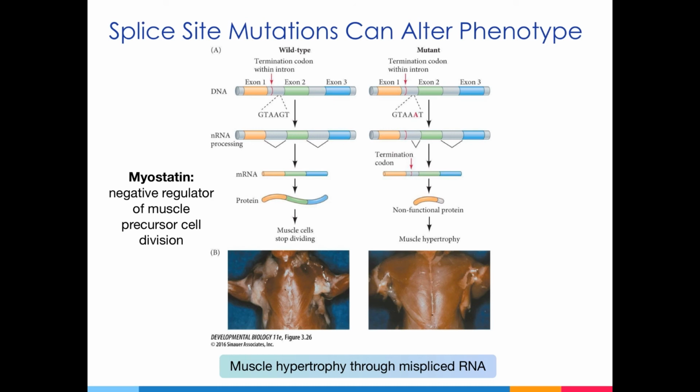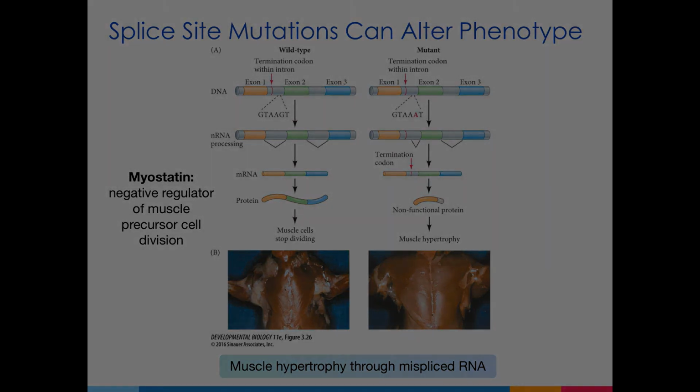Now, in this case, the lack of functional myostatin results in greater muscle mass and greater strength. And that's because myostatin normally tells muscle cells to stop dividing and to start differentiating. So in its absence, muscles continue to divide for a longer period of time, and as you can see, we end up with a very muscular mouse. And the same is true in humans who have this particular mutation.